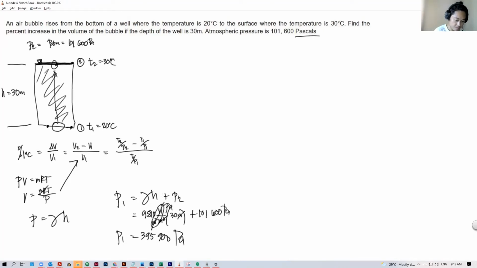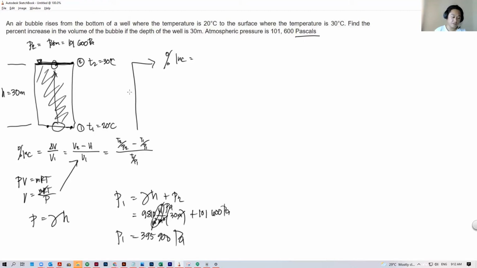So you can already solve for our percent increase here. I'm just going to write this down. Percent increase is equal to, our temperature 2 is equal to 30 degrees Celsius. Take note, if you're going to be using ideal gas equations, make sure that temperatures and pressures are in absolute, because that's what you need.